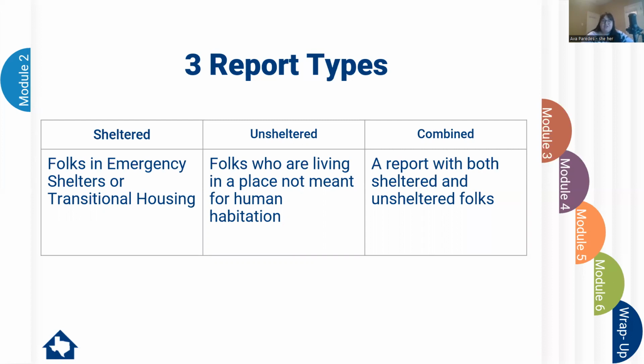So what we mean by this is, folks living on the streets, living in outdoor encampments, perhaps in an abandoned building, and other places not meant for human habitation. And then we have the combined report, which contains data for both the sheltered and the unsheltered count within your region or geographic area. So if you want to find total demographic data for a particular population within your region, perhaps you want to find the total number of people of a particular gender or of a particular race, the combined report is where you should start.